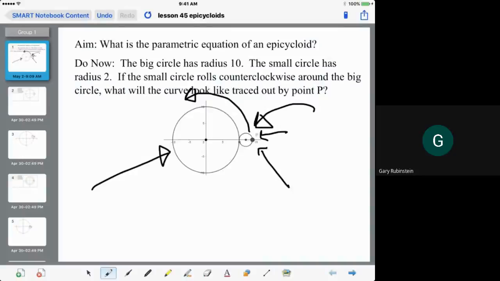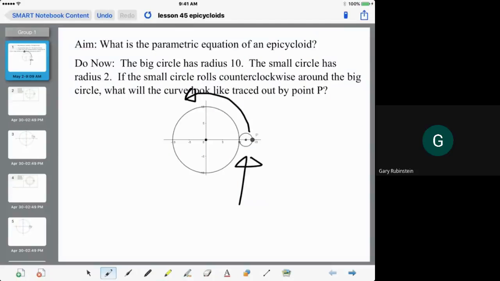You could take a minute on your paper to draw. What do you think that will look like? And what would it look like after eventually this little circle makes it back to its original point? What if it went around twice? What if I rolled it around 2 times? What would that look like?